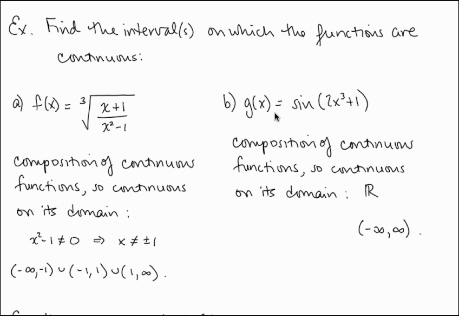Here we have g of x equals sine of 2x to the third plus 1. We have a composition of functions. It's a composition of a trig function with a polynomial, so we know that it'll be continuous on its domain. And notice that the domain of the polynomial is all reals. And whatever comes out of that, we can certainly plug into the sine function because its domain is all reals as well. And so this domain is all reals, and so it's continuous on the interval negative infinity to infinity.